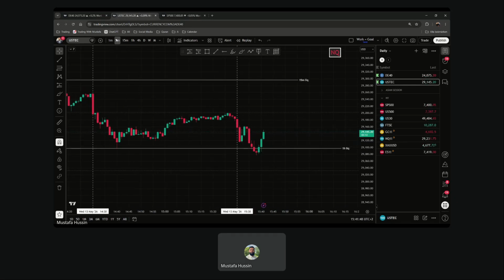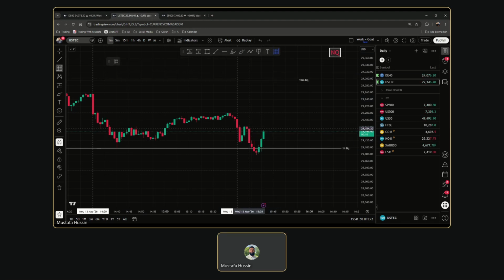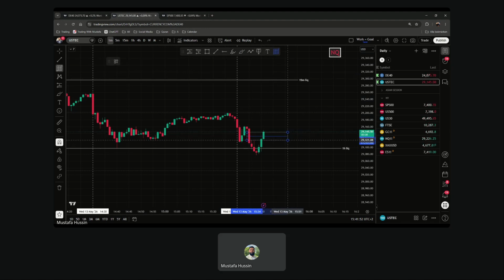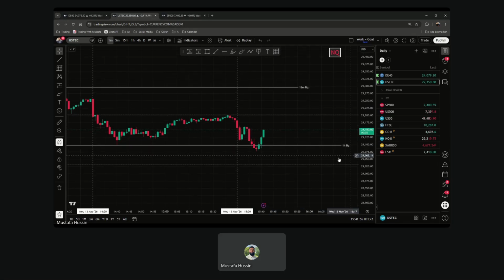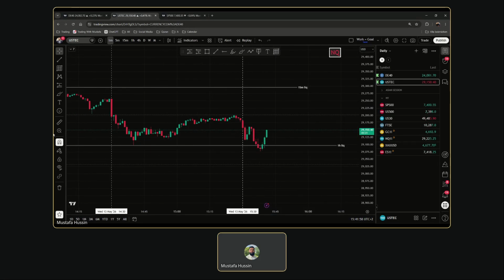There's a 1 minute fair value gap right here that might react off of, or it just might spike up and leave us behind.